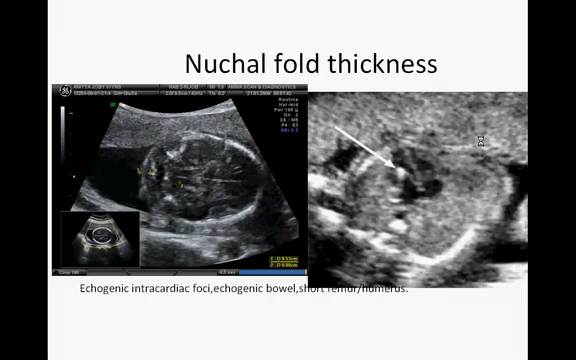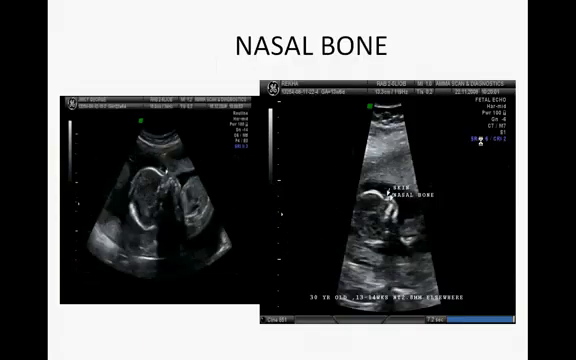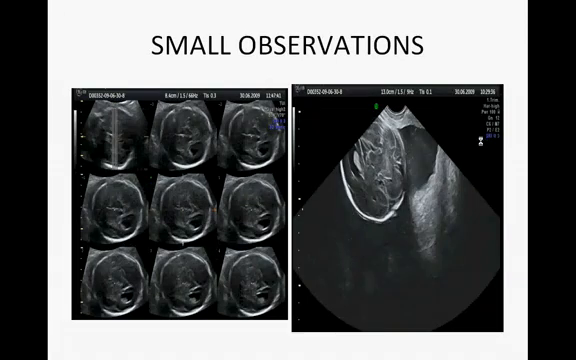Echogenic intracardiac focus is shown on the right side, which is considered a minor chromosomal marker. Absent nasal bone is again a chromosomal marker. But apart from these markers, there are n number of chromosomal markers, but important ones are, especially in 11 to 14 weeks, the nuchal translucency, nasal bone, the tricuspid insufficiency, and the reversal of ductus venosus. Reversal of diastole in ductus venosus. The minor chromosomal markers include the renal pelvis dilatation, often called pyelectasis, the echogenic intracardiac foci, echogenic bowel, choroid plexus cyst, etc.